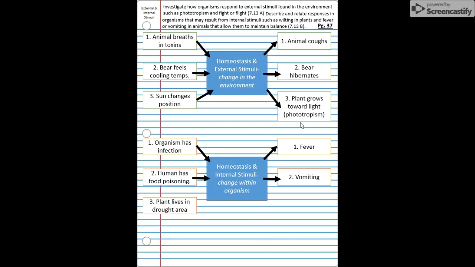Third example is plants living in a drought area. Okay, so if a plant lives in an area that doesn't get a lot of rain or has these seasons of no rain or little rain, how does it maintain homeostasis? How does it maintain balance? Well, it begins to wilt, it begins to droop, it begins to fall, because if you remember from our cell lessons, we talked about the cell wall needing some water, and if the plant doesn't have enough water, it begins to wilt. All right.